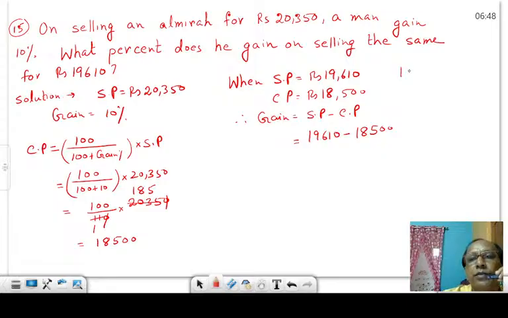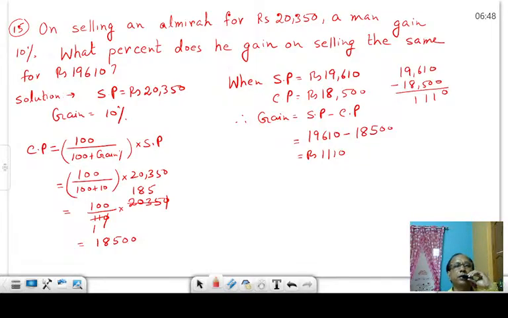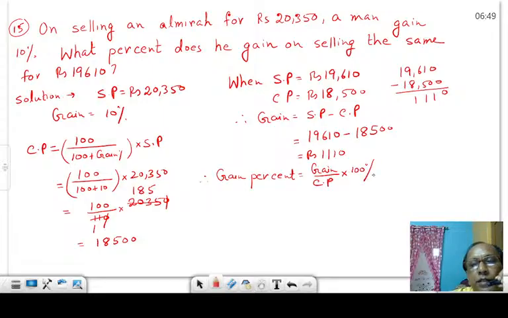That is, 19,610 minus 18,500. You subtract this one, and we get the number rupees 1,110. This is the gain. Actually, we have to find the gain percent. We know that gain percent is equal to gain divided by cost price into 100%.